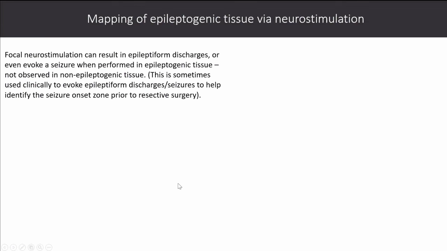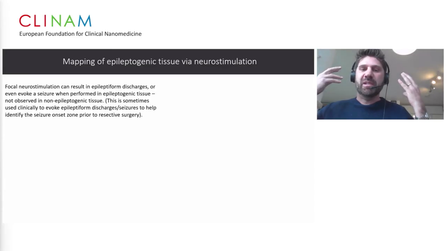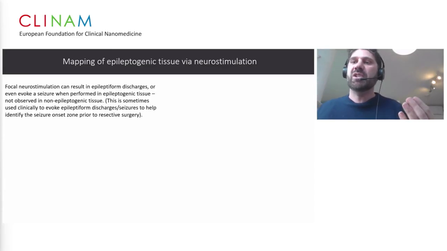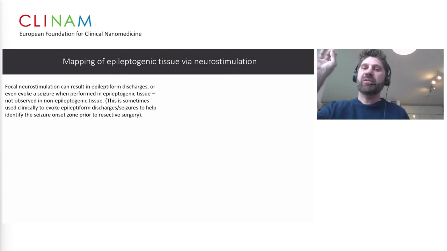So another advantage, if you're wanting to detect the seizure onset zone, would be to be able to perform some focal neurostimulation. Some of the patients prior to surgery will have these SEEG electrodes implanted, but if they don't have a spontaneous seizure, then the surgeons will try to focally stimulate. The stimulation that they give in normal brain shouldn't really elicit very much response. But if you're in epileptogenic tissue, then you can result in a discharge or even trigger a seizure itself.